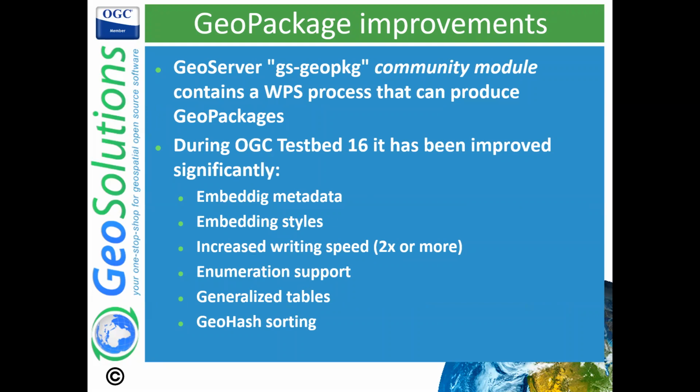During the months of development of GeoServer 2.18, we worked a lot on GeoPackage improvements. In particular, GeoSolutions has been participating in the OGC Testbed 16 and has been working on the GS GeoPackage community module, which contains a WPS process that can produce GeoPackages, to add a number of extra new features, such as embedding metadata and styles, increasing the writing speed, adding support for enumerated attributes, support for generalized tables, and for geohash sorting. Let's have a look at each of them in turn.